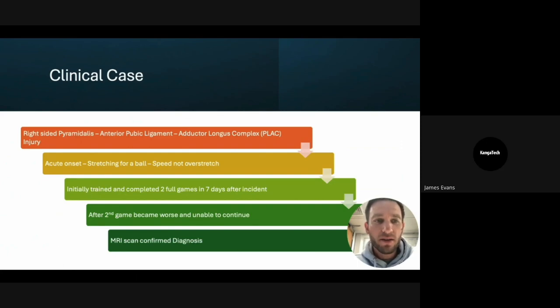Initially, he trained and completed 2 games in 7 days after this incident, which we were managing him through. And then after the second game, it became worse, and it was at this stage that he decided he was unable to continue. So an MRI scan was obtained, which confirmed this diagnosis.